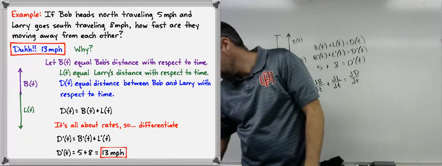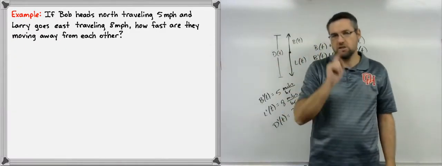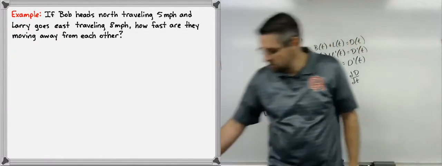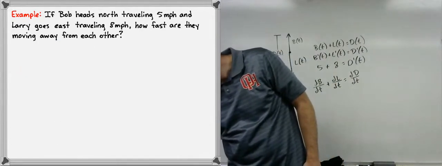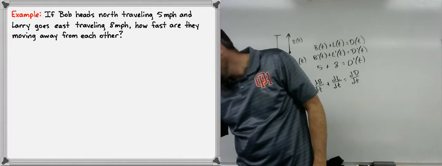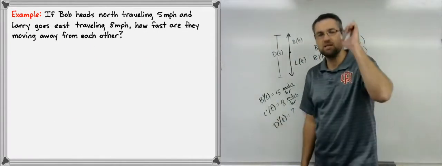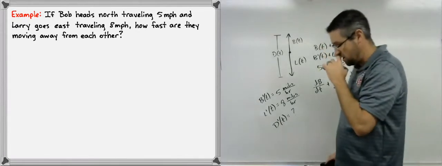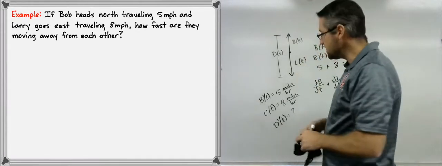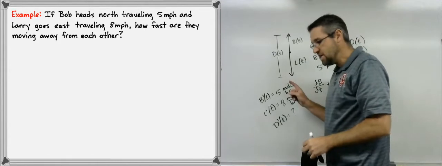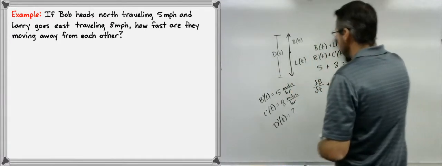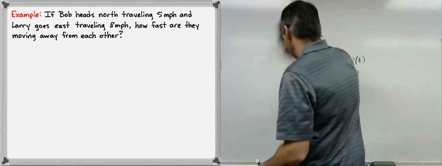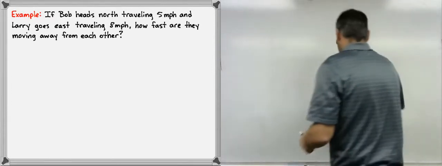Now, I changed the question. Let me go back so you guys can see what changed between the two questions. Well, you'll notice it says Bob is still heading north. But now Larry is not heading south. He's heading east. Which way is east? East is that way, okay? So now we've got to draw a separate picture. We've got to draw something else going on here.